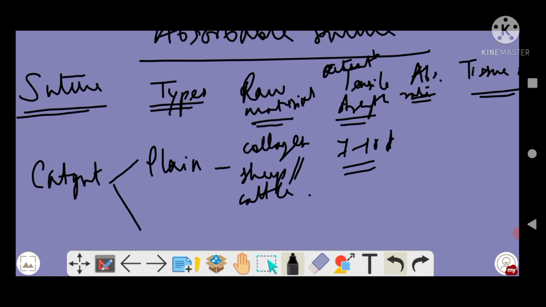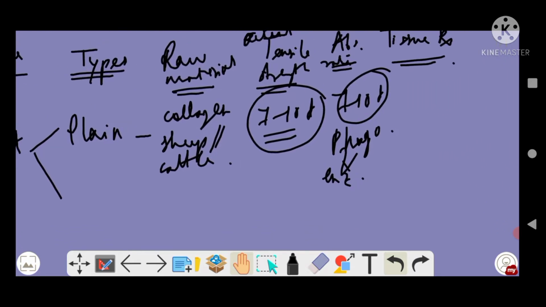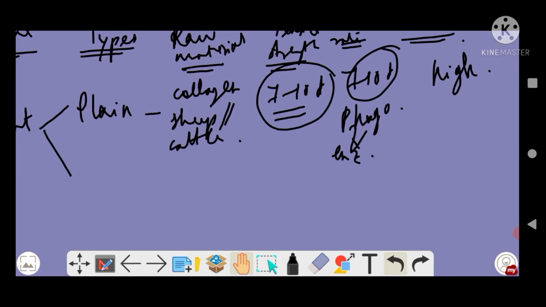Now absorption rate: it is degraded within 7 to 10 days, and the mechanism is phagocytosis and enzymatic degradation, very important. Phagocytosis and enzymatic degradation. If we talk about tissue reaction, this particular catgut has high tissue reaction. So this is about your plain catgut.